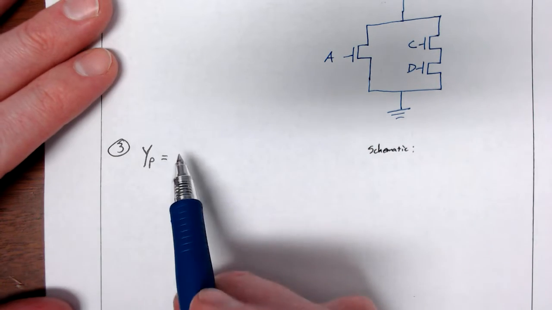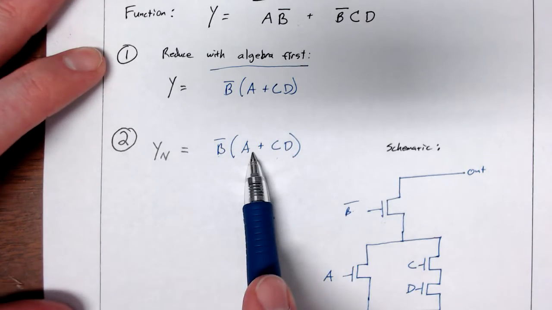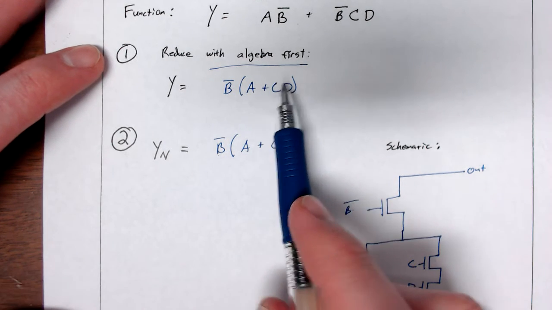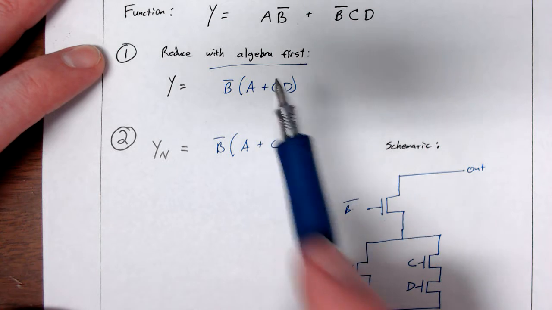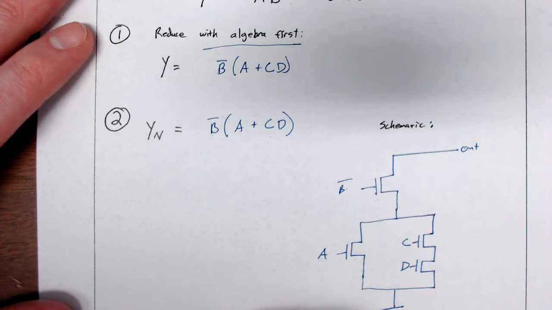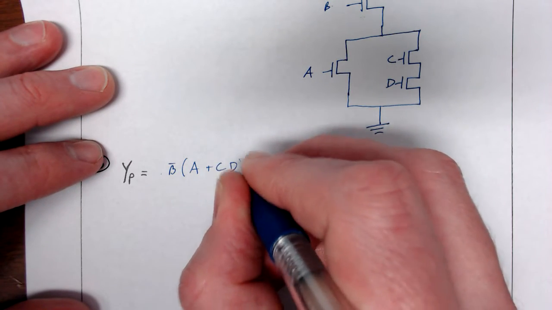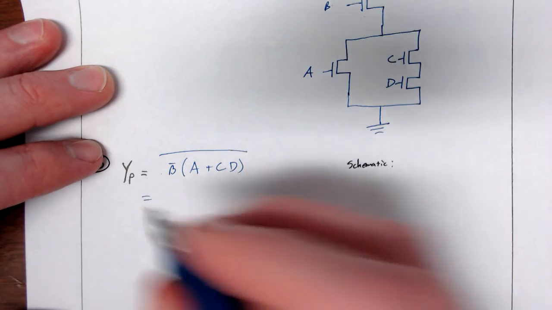All right, I'll pull up network. We do need to start with the opposite of this one, which is this. We're going to do some De Morgan's law. So I'll copy this down and do some De Morgan's after that. So it's B bar, A or C, D. Bar over that.